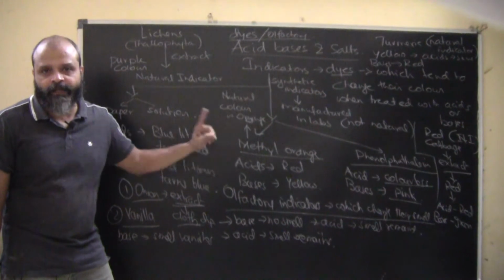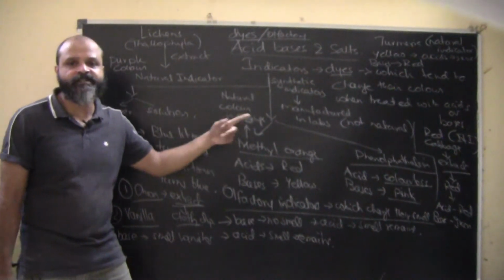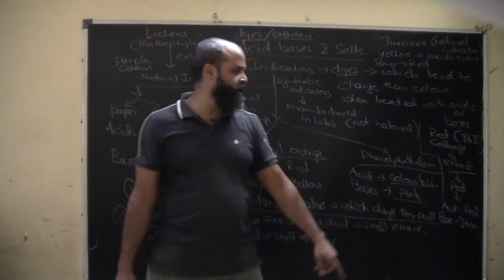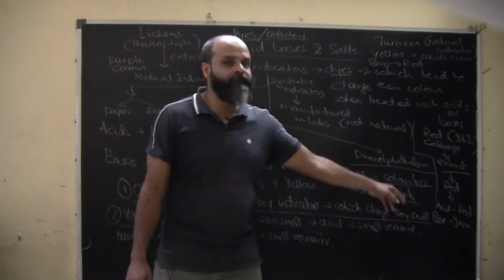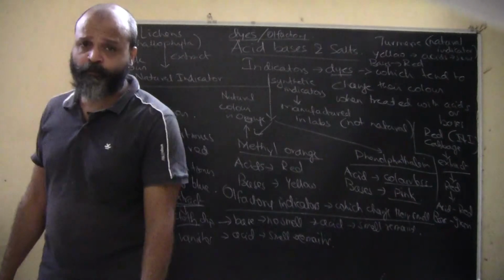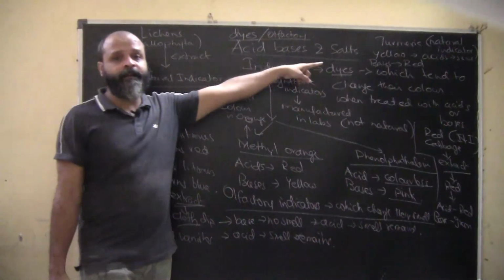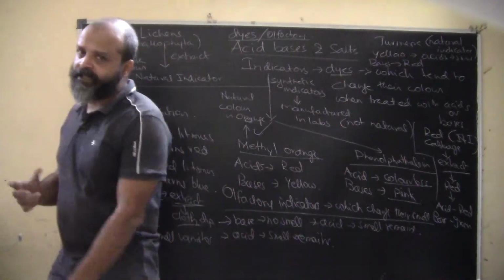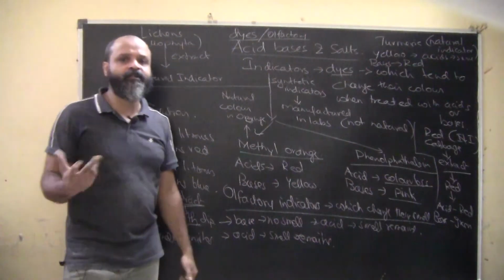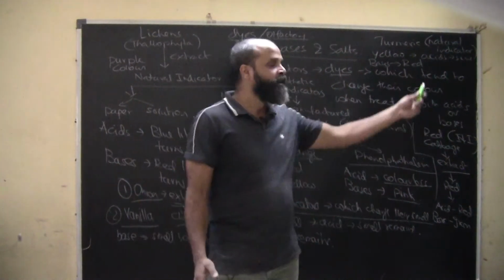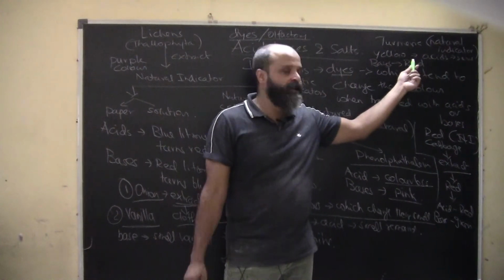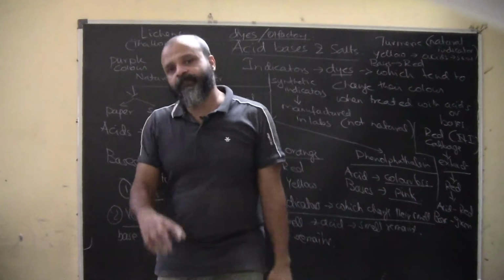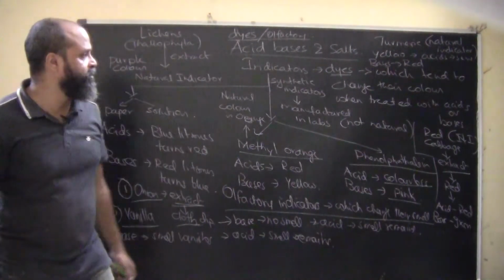It is not a natural indicator, it is a man-made or synthetic indicator. Again, we have phenolphthalein. In acids, it remains colorless, and in bases, its color changes to pink. Another indicator that we can use in the form of a dye is turmeric. Turmeric basically has a yellow color. Turmeric solution will obviously have yellow color, and when we treat it with a base, the color changes to red, which is very much evident when we wash clothes.